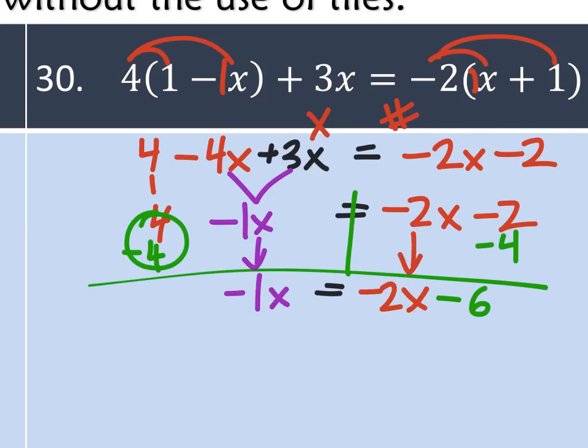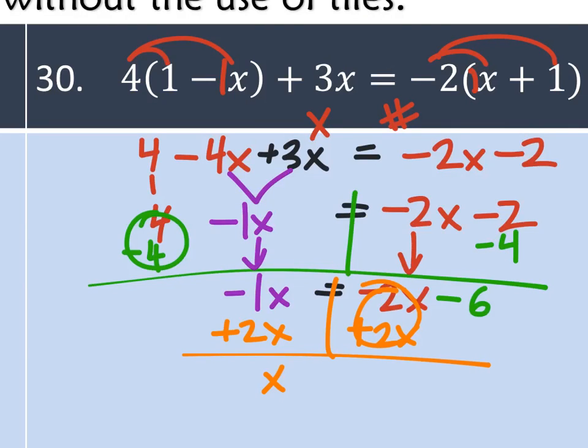But now that negative 2x in red is on the wrong side, so I need to zero that out. So add 2x to both sides. To make that 1x, I'm going to make that a phantom 1. And the negative 2x and the positive 2x zero out, and we'll just drop this negative 6. So I get x is negative 6.